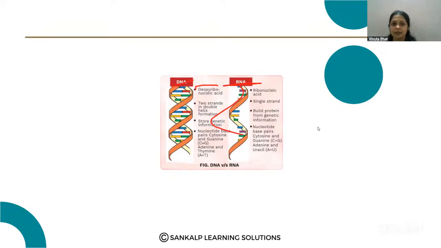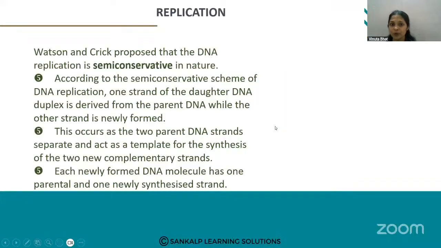Next important topic is replication. What is the meaning of replication? The parental copy of DNA. Just imagine this is the parental copy of DNA.